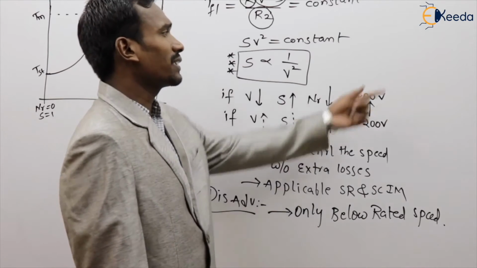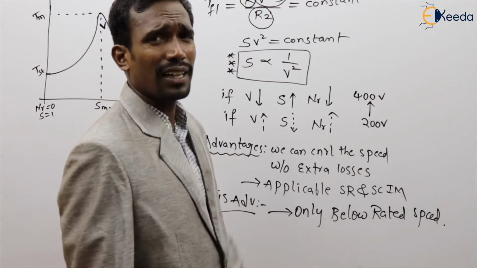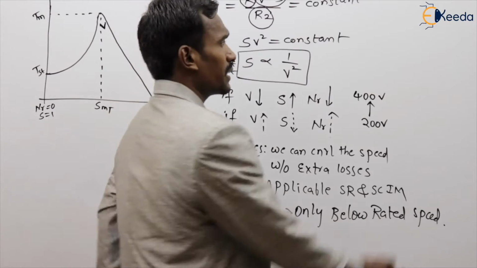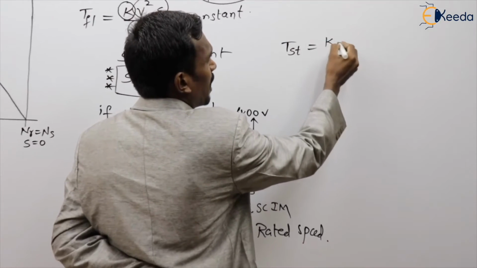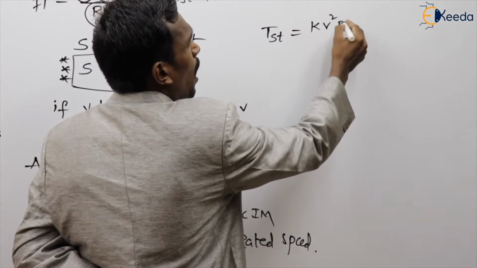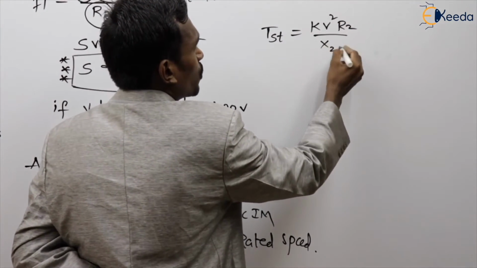Now let's see here about torque. How we can control the torque. See here, torque. First of all, starting torque is equal to the formula kV square into R2 by X2 square.